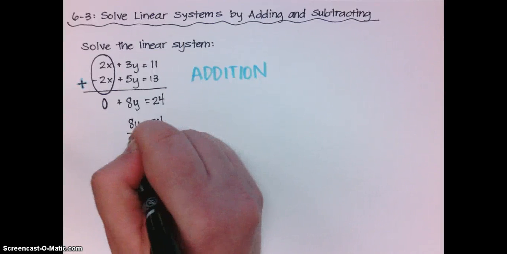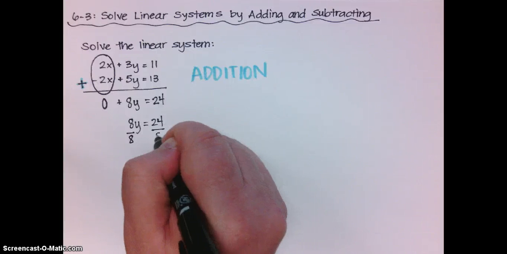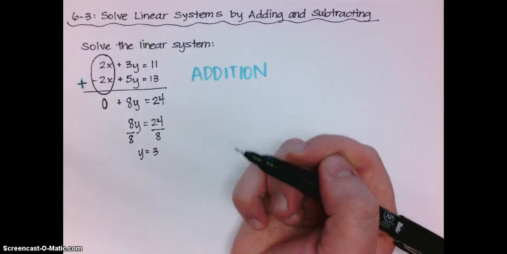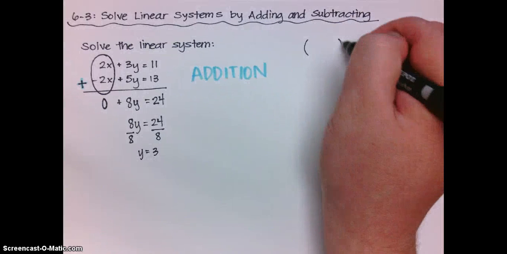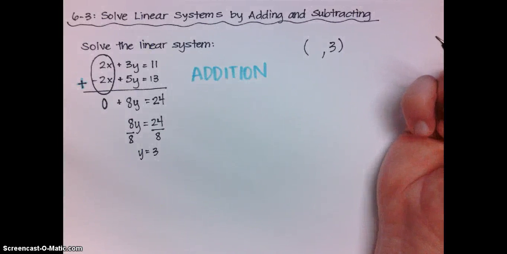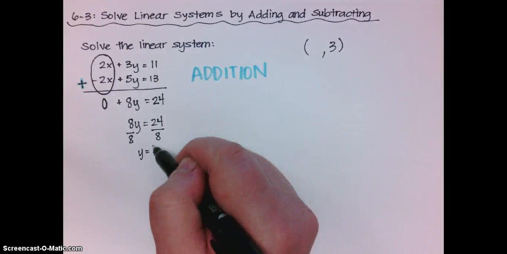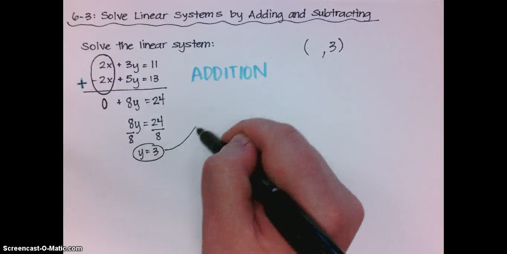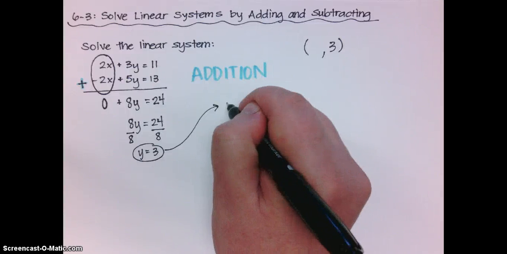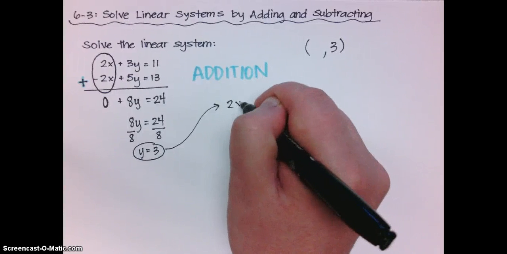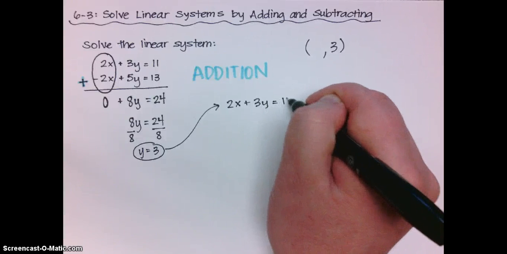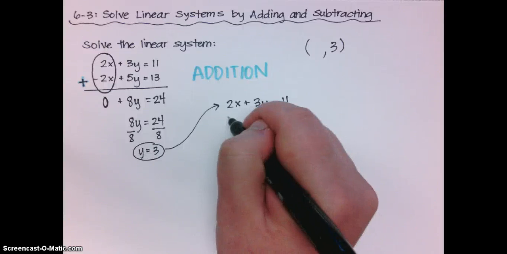Now, to get the y by itself, I'm going to divide both sides by 8, and y is going to be 3. So in my coordinate for my solution, I've already found the y value. It's 3. Now, like you did yesterday with substitution, I can use this and plug it back into one of my equations to find the x value. It doesn't matter which one you use. I'm just going to use the first one, which was 2x plus 3y equals 11, and I'm going to plug in the y value to find the x.